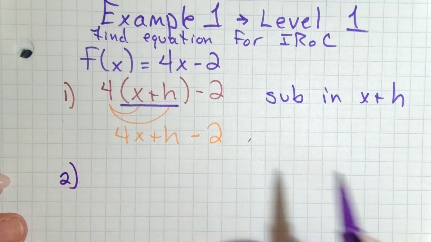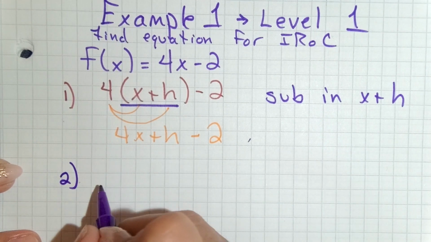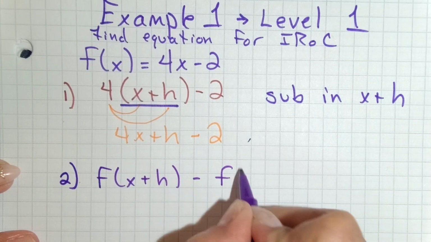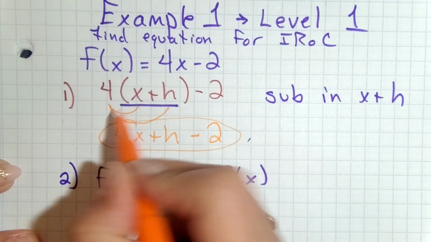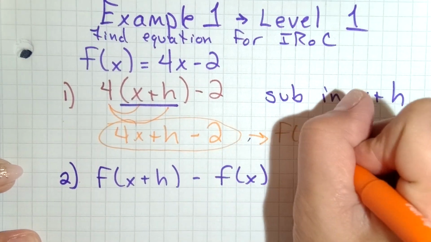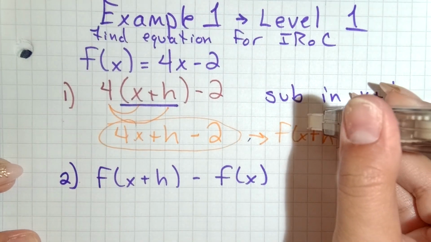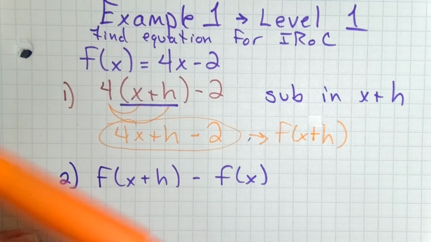Step 2 says find f of x plus h minus f of x. So let me write that down. F of x plus h minus f of x. This right here is f of x plus h, which means I can take this thing and substitute it into here.